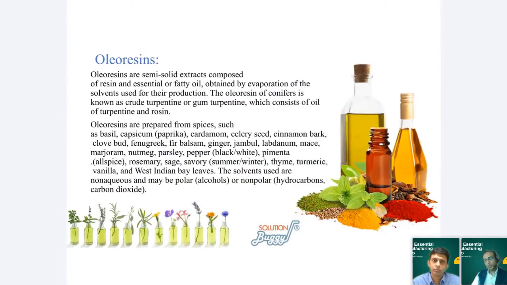The next part of essential oil is oleoresins, which is in high demand.